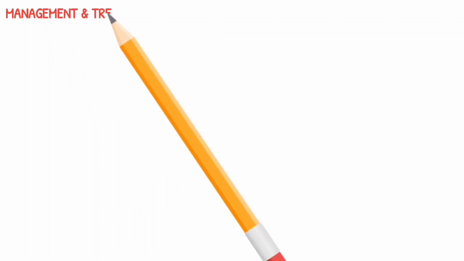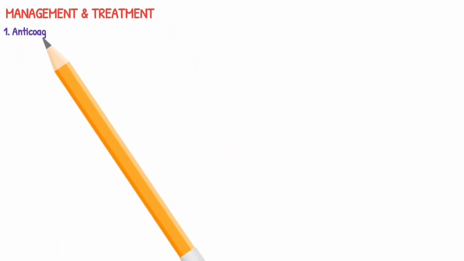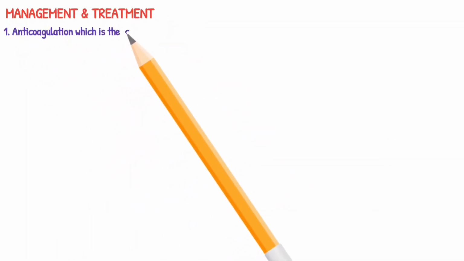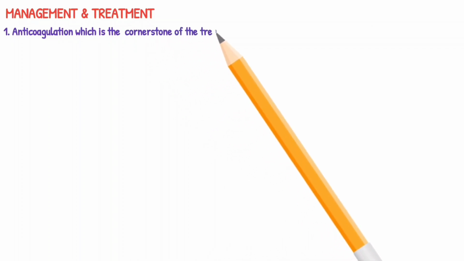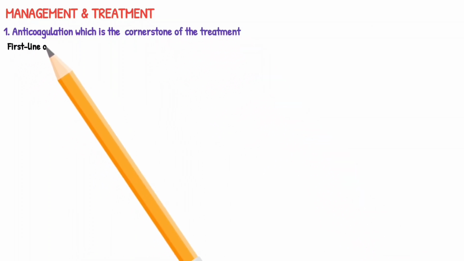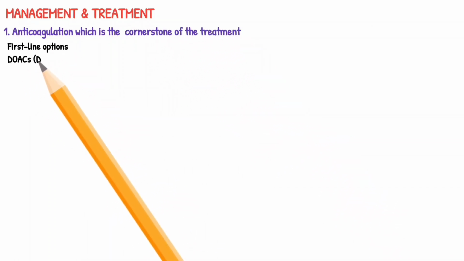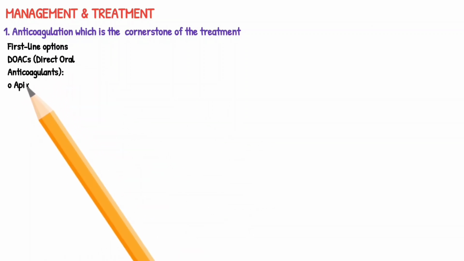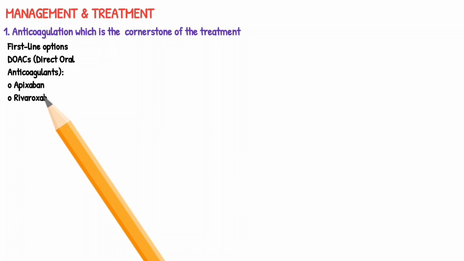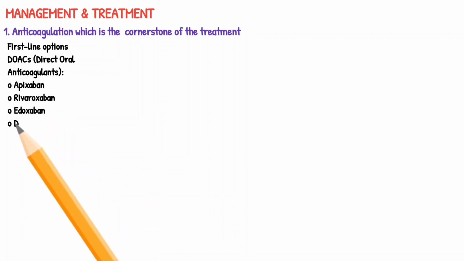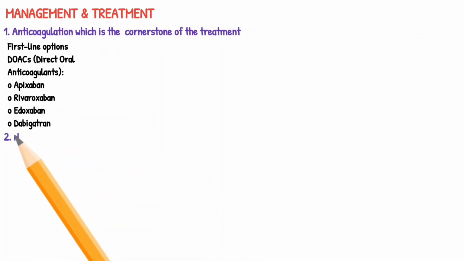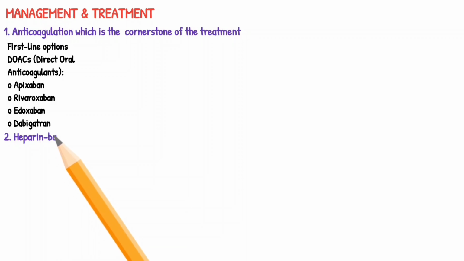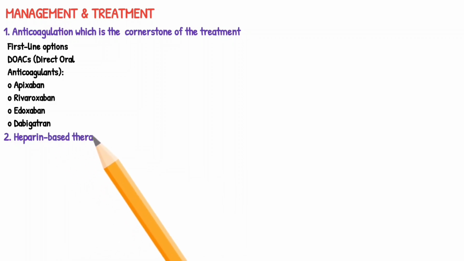Now let's talk about the most important part, which is the treatment. Let's start with anticoagulation, which is the cornerstone of the treatment. The first line option for anticoagulation is the DOAC, the direct oral anticoagulants, which consist of apixaban, rivaroxaban, edoxaban, and dabigatran, and these are preferred for patients unless contraindicated.